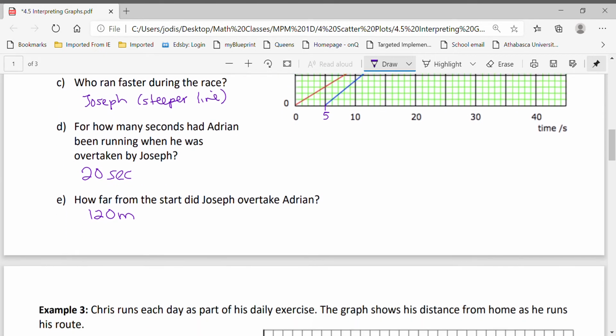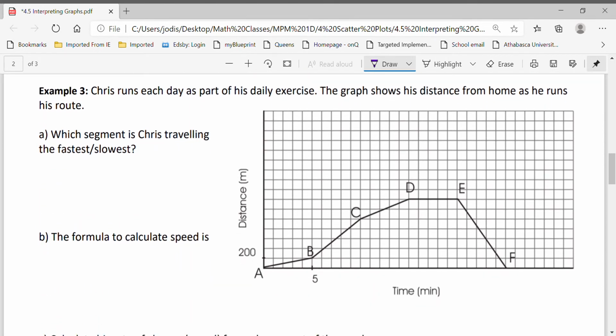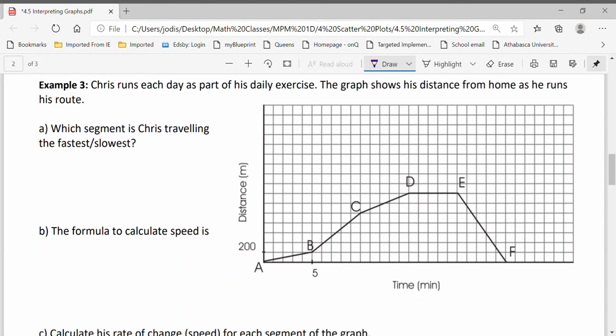Okay, so then the next example here: Chris runs each day as part of his daily exercise. The graph shows his distance from his home as he runs his route. We want to know which segment Chris is traveling the fastest and which the slowest. So again, we're looking for steepness of the lines. And first, when they're asking about fastest and slowest, if you see any point where he stopped, I wouldn't include that because he's not technically running at that point. He's not doing anything.